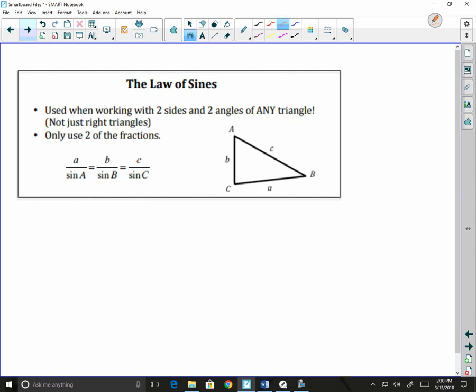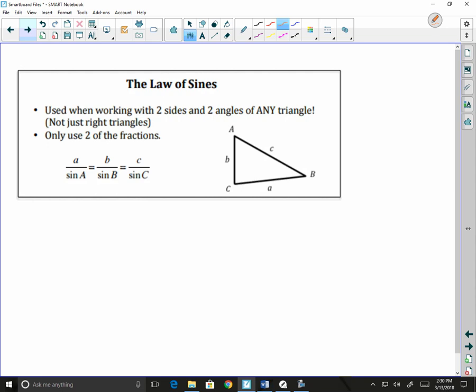The law of sines is when you have any two sets of sides and any two sets of angles of a triangle. And you can solve this for any triangle. It doesn't have to just be a right triangle. It could be an obtuse triangle. It could be an acute triangle. It doesn't matter. And what it shows is that the sides are proportional to the sine of their angles.